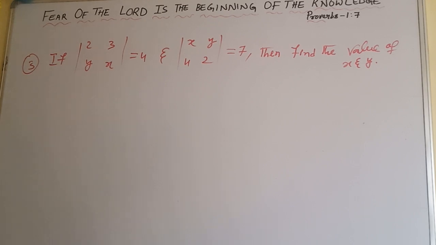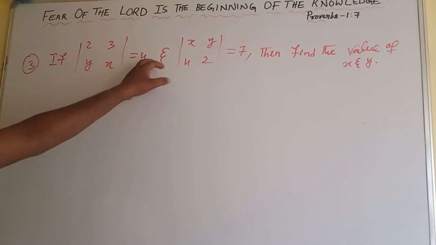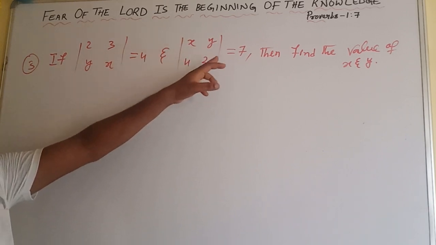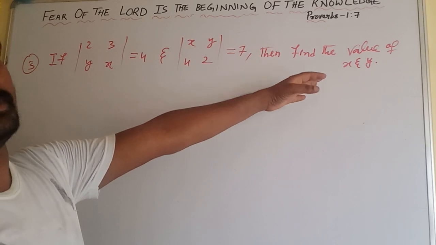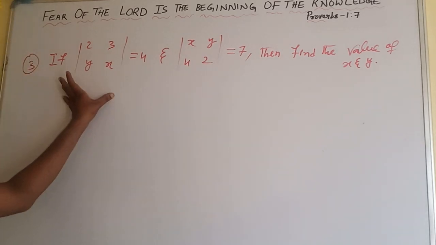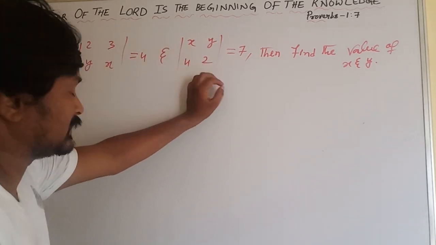Alright, let's move on to the third problem. If the determinant |2 3; y x| is equal to 4 and the determinant |x y; 4 2| is equal to 7, then find the values of x and y. So first solve this one, you get one equation, solve this one, you get another equation.